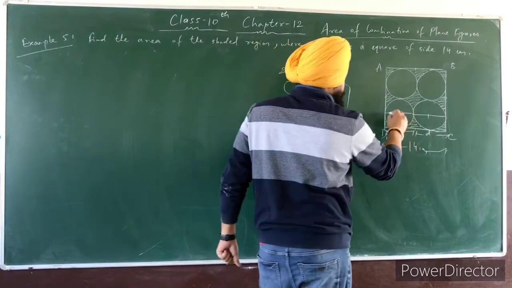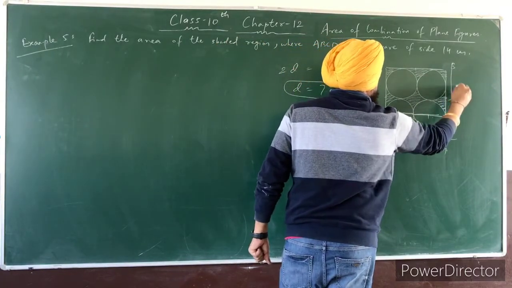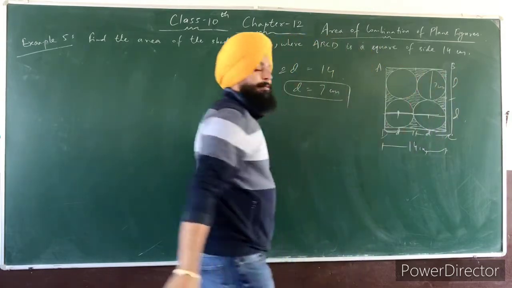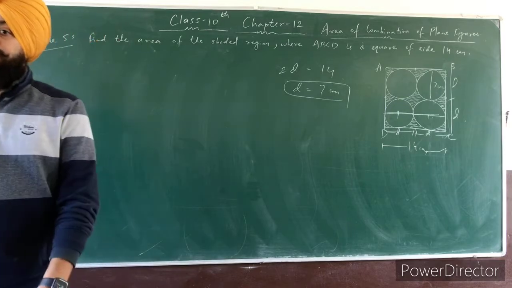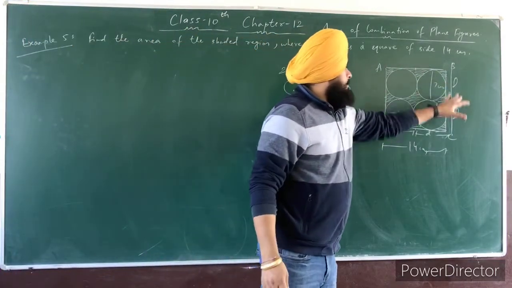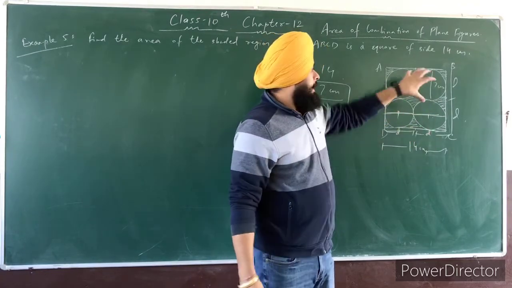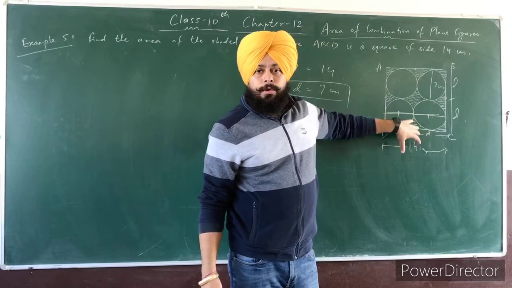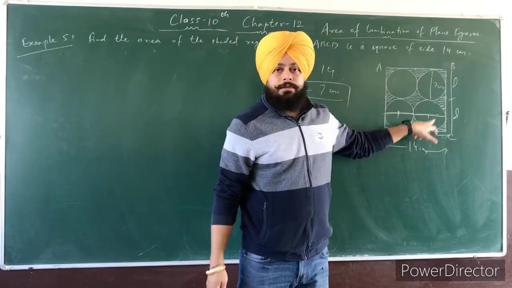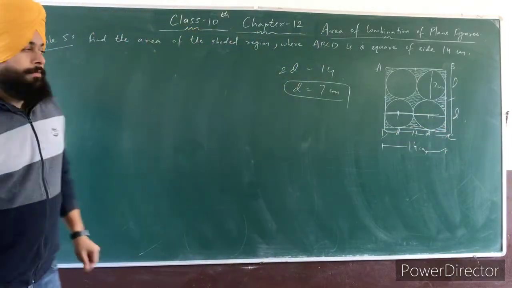Each circle having diameter 7. There are again 2 diameters. So this is 7 centimeter. Diameter of each circle is 7 centimeter. Now you can see here it is a square and there are total 4 circles. So you have to subtract the area of these 4 circles from the area of the square. We get the area of the remaining portion, or you can say the area of the shaded portion.